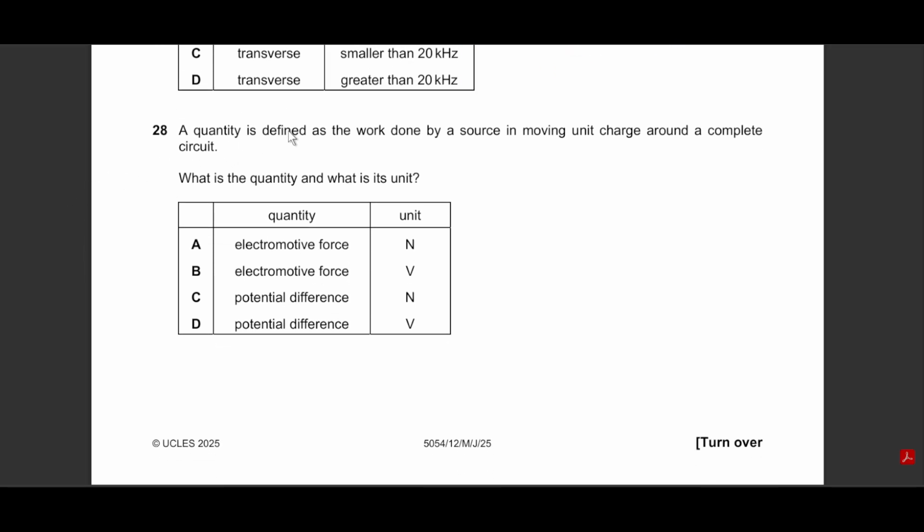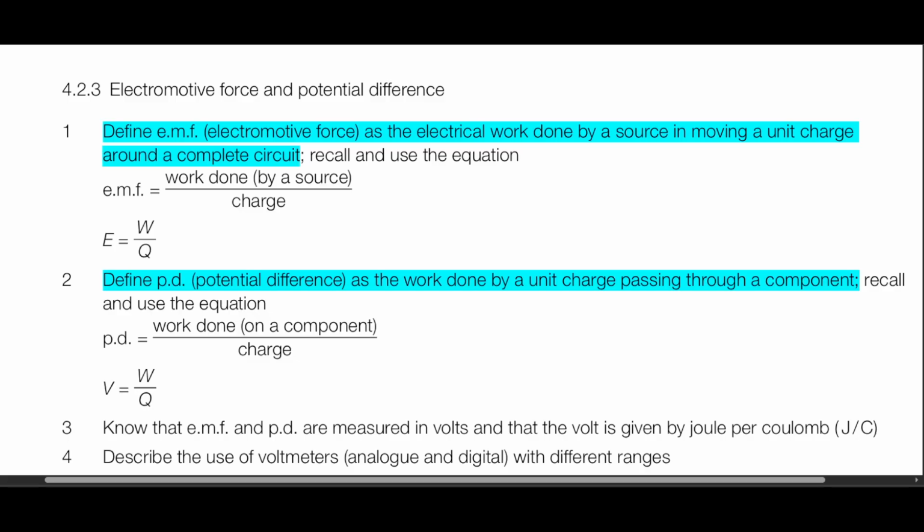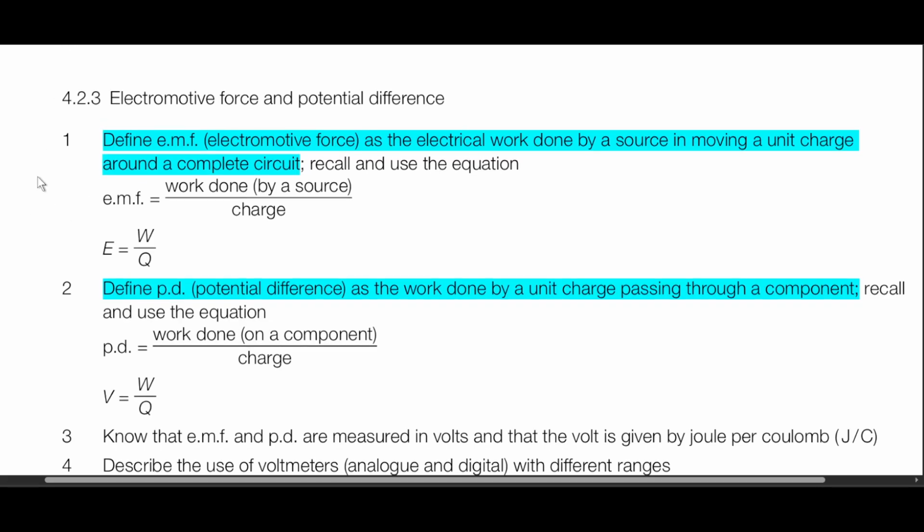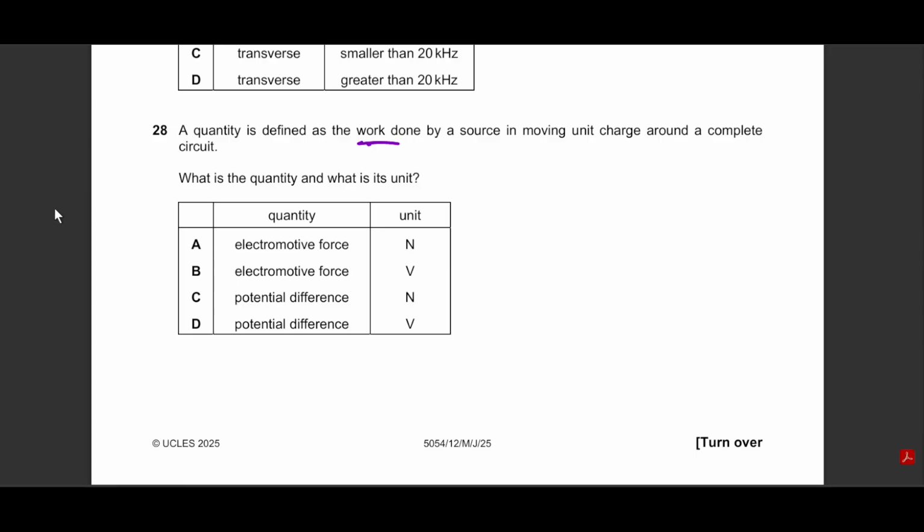Question 28. The quantity is defined as work done. Now, I will show this to you in the syllabus. If you notice, this is your syllabus. Notice what's actually happening here. So the first part is EMF. Source is moving a unit charge through the complete circuit. But potential difference is only across a component. So it's already given to you in the examination syllabus. So based on that idea, since he's asking me about the complete circuit, it should be EMF, electromotive force, and the unit for electromotive force is volts. Why? Be that for voltage, be that for potential difference, be that for EMF, they all carry the same unit.